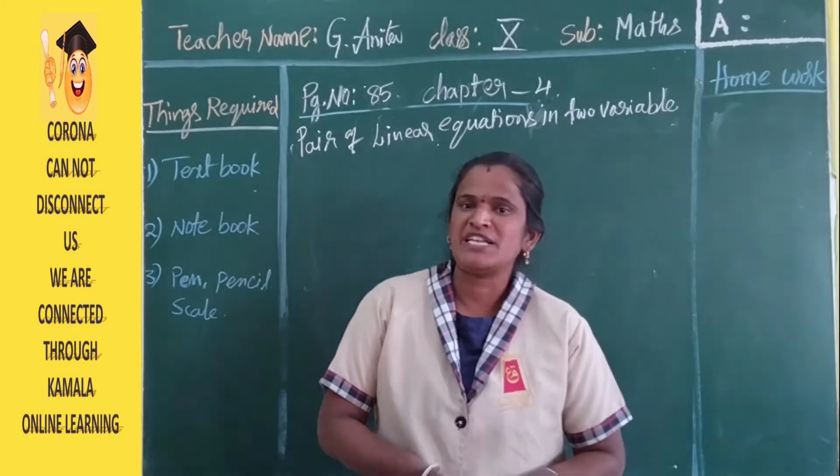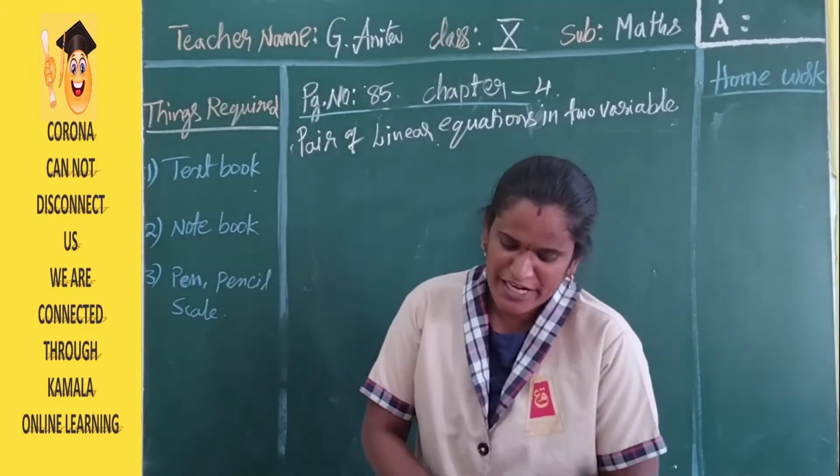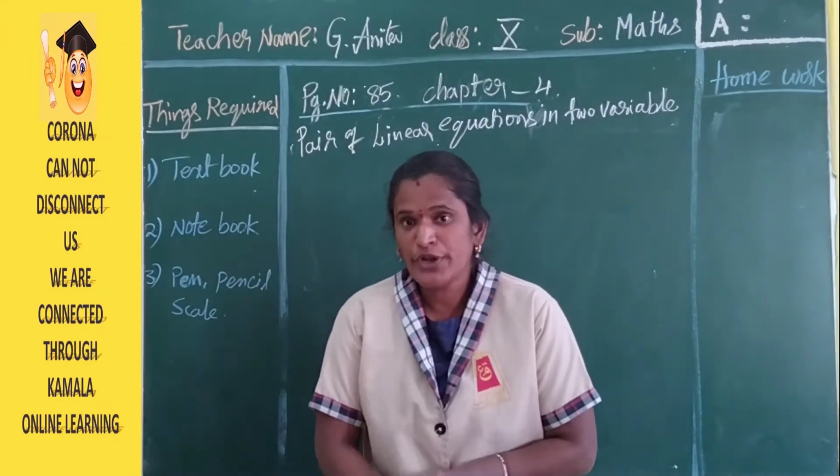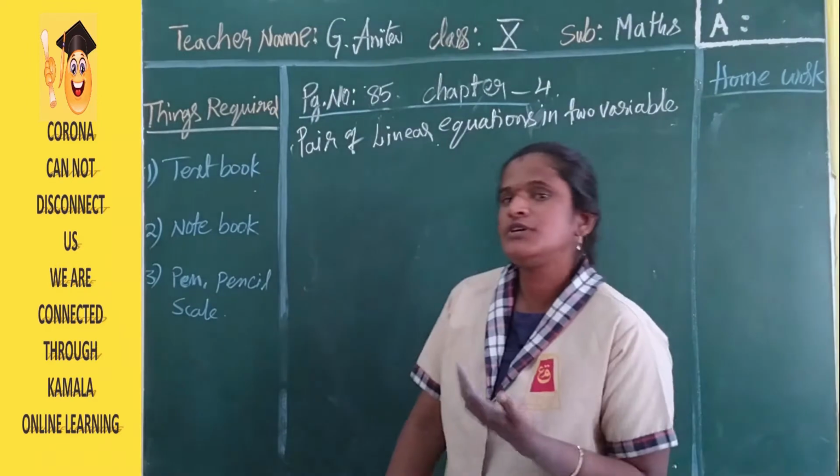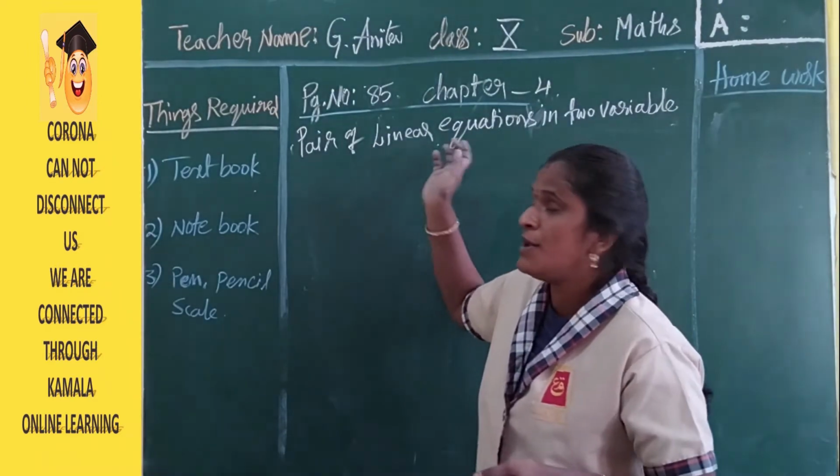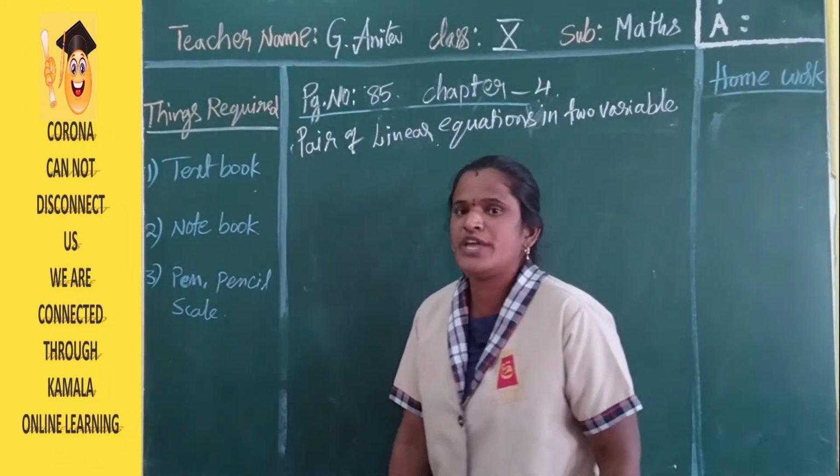Everyone be ready with your maths textbook. Open your textbook, that is page number 84. Okay, children, so this is the continuation of the fourth chapter, pair of linear equations in two variables.